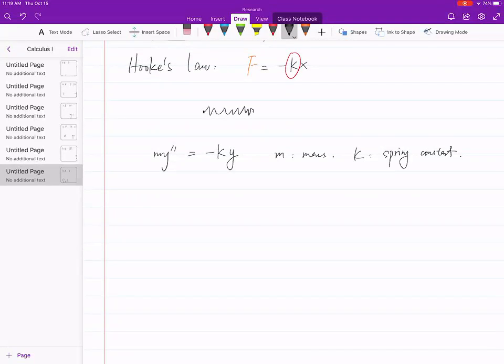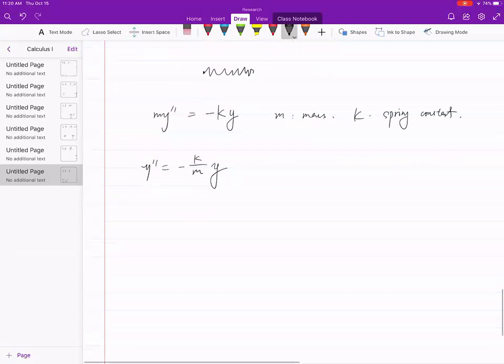Sounds good. Can you solve it? Well, let's first move this one to the other side. This together is a constant. All right. Do you know some function that if you take the derivative twice, it basically becomes itself with a negative sign?